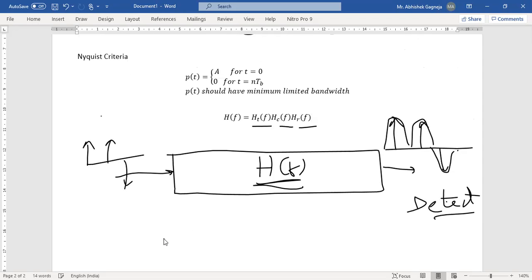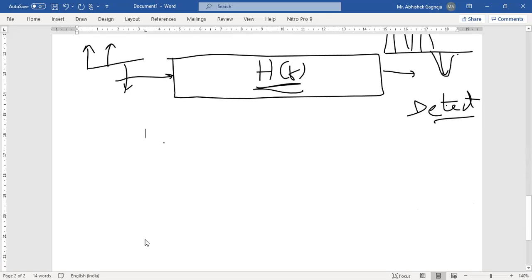Nyquist proposed a solution. That solution was: why not take h of t as a gate pulse. So what he suggested was, I'm sorry, not h of t as a gate pulse. He suggested why not take h of f as a simple low pass filter.